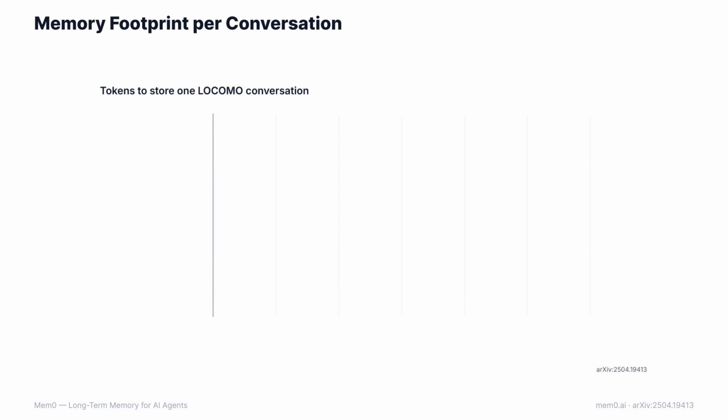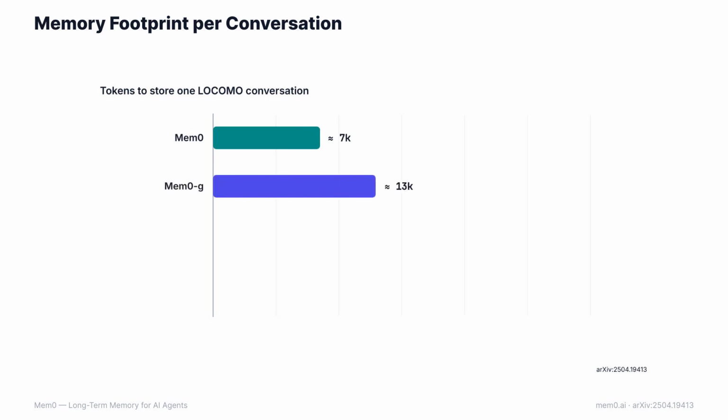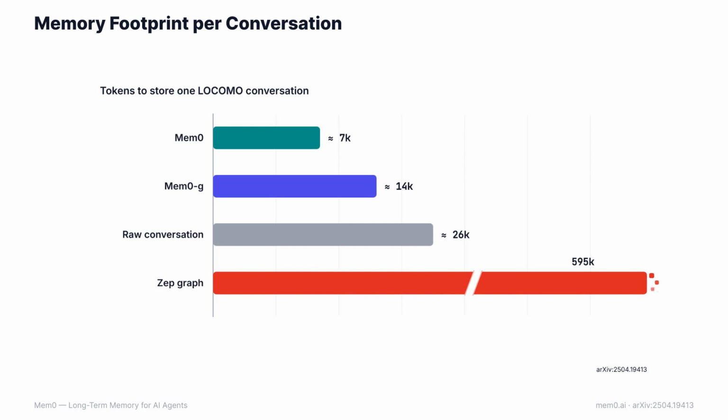How much does a memory store actually cost in tokens? For an average LoCoMo conversation, Mem0's dense natural language memories occupy about 7,000 tokens. The graph variant roughly doubles that to 14,000 to pay for nodes and relationships. The raw conversation is around 26,000, and ZEP's graph, which caches a summary at every node, inflates beyond 600,000 tokens, more than 20 times the raw text it represents. Compact memories are not just cheaper, they are faster to construct and available within a minute.